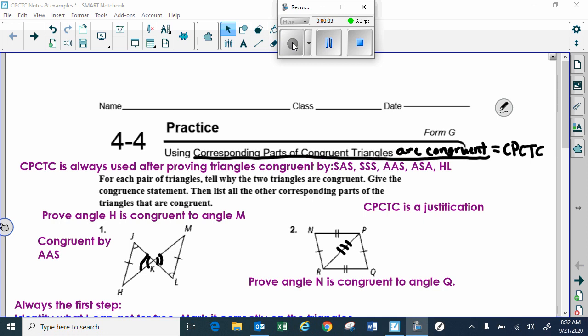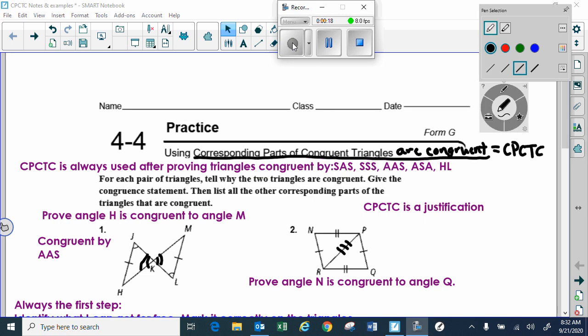Okay, students, so today I'm going to talk about CPCTC. As you see, I have underlined here what it stands for: corresponding parts of congruent triangles are congruent. And instead of having to write that whole thing out, we always just write CPCTC. So you're going to memorize that. So let's think about that.